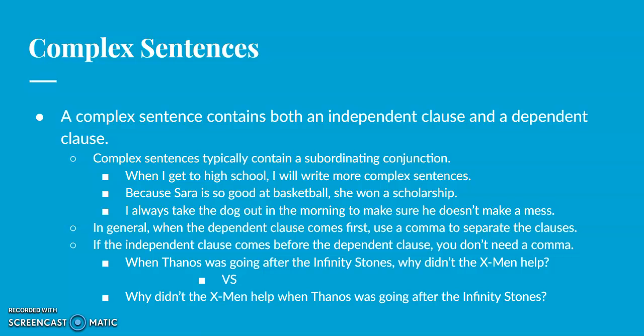When you are trying to figure out how to punctuate your complex sentences, look at whether the dependent clause comes first or second. If the dependent clause comes first, you use a comma to separate the clauses. If it comes second, you generally don't need to do so.